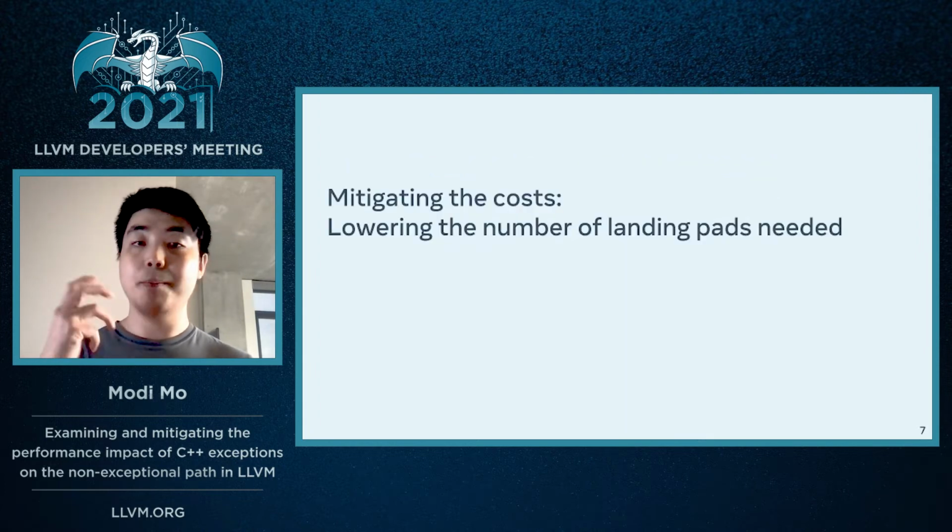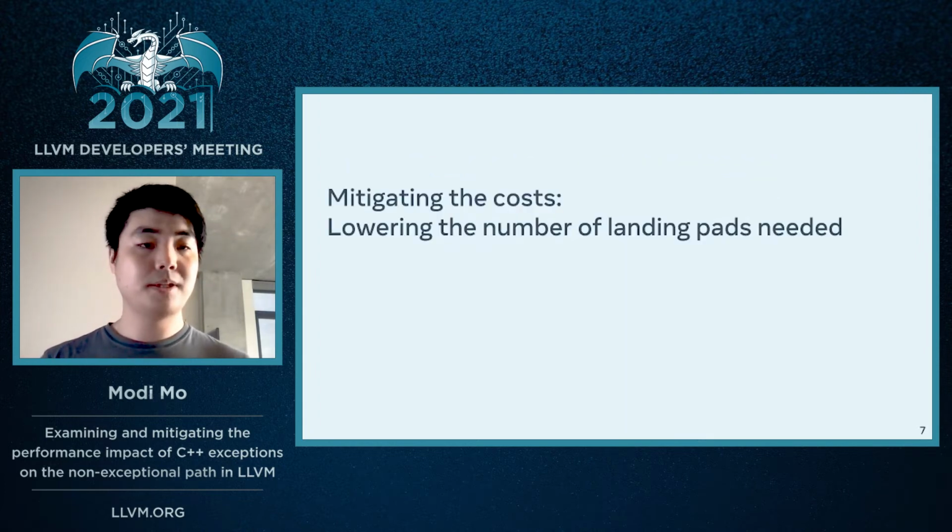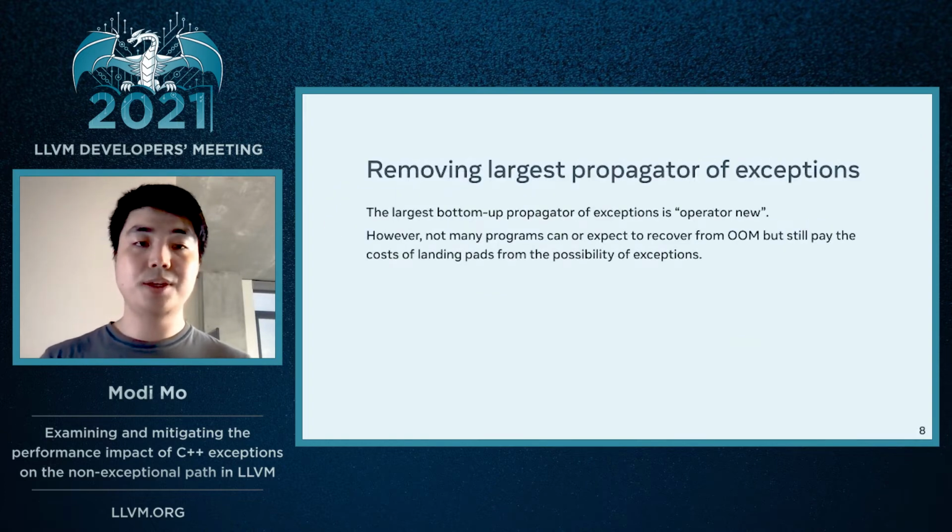Next, I'm going to talk about how to mitigate the costs. And specifically, the approach we're going to look at here is lowering the number of landing pads needed. Without the landing pads, there's no cost associated with them. The first strategy is to remove the largest propagator of exceptions. The largest bottom-up propagator of exceptions is actually operator new. However, not many programs can or expect to recover from out of memory, but they still have to pay the cost of landing pads associated with them from the possibility of an exception happening from this location.